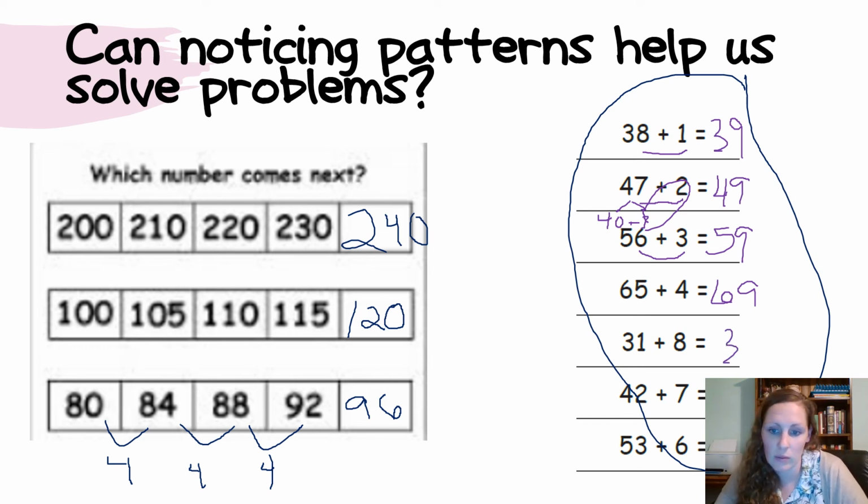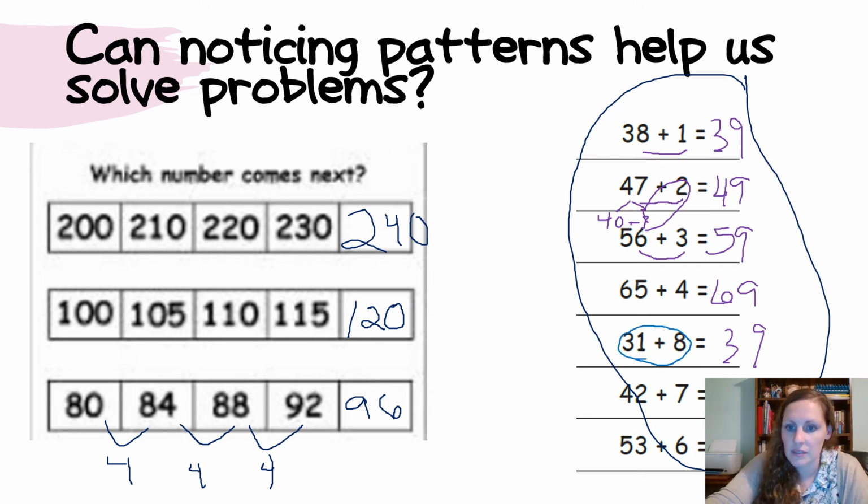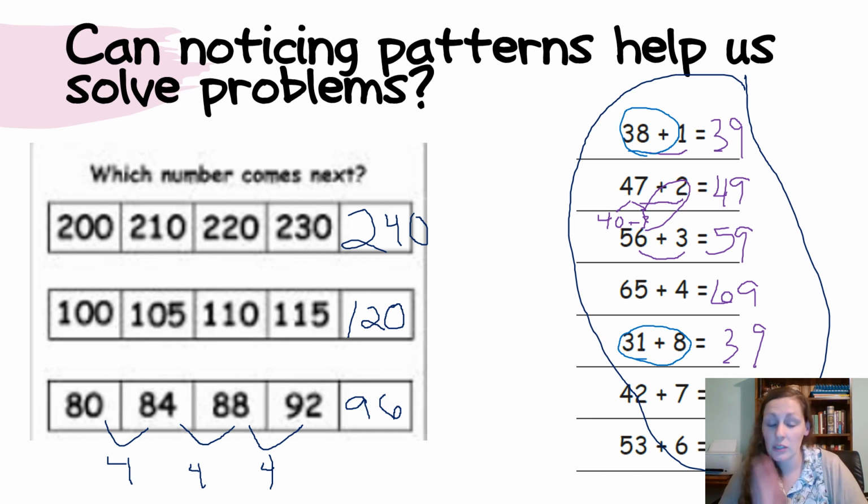Okay, here we go. 8 and 1 is still 9, now it's 39. And if you look, this problem here is very similar to our first problem. So we're using this pattern, we're using the structure and the numbers to help us solve these questions.